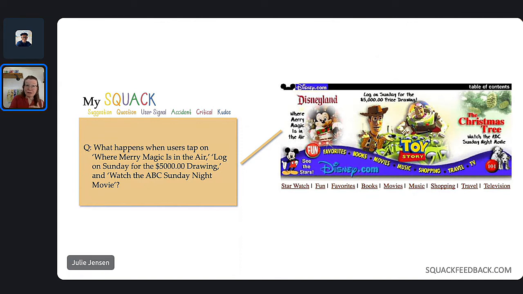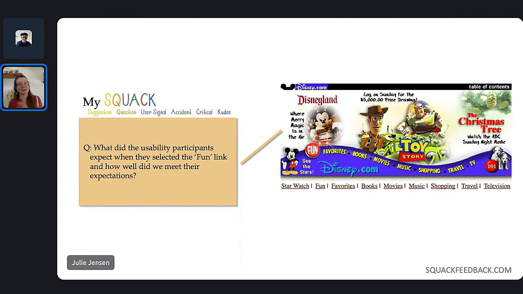Moving on to another kind of my Squawk feedback, not the original world's worst websites. Also want to understand what did the usability participants expect when they selected that fun link. I don't think it's pointing to the right thing, but how well did we meet their expectations? And here I'm kind of using my question to convey that usability participants are really important too, right? I want to understand what was the user signal behind that, and are we meeting that expectation?